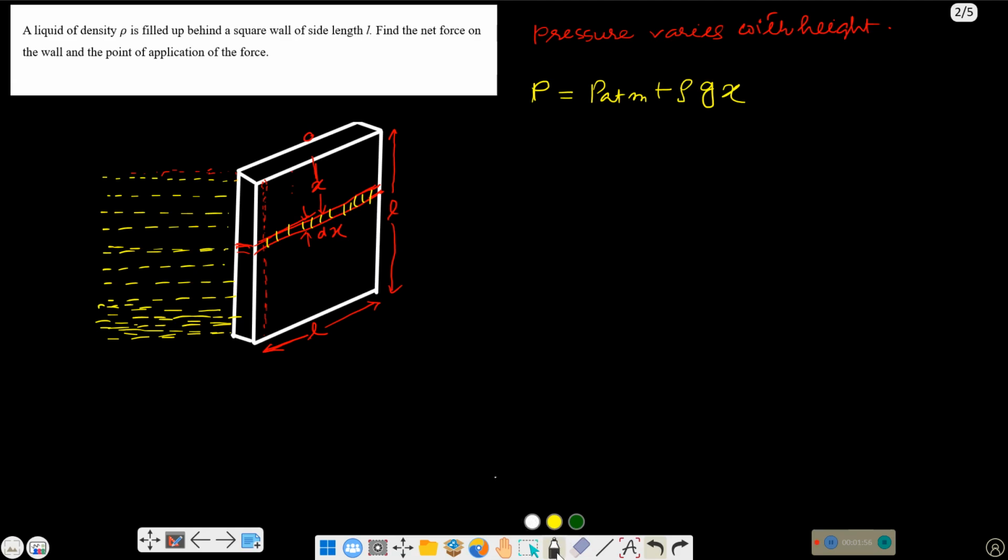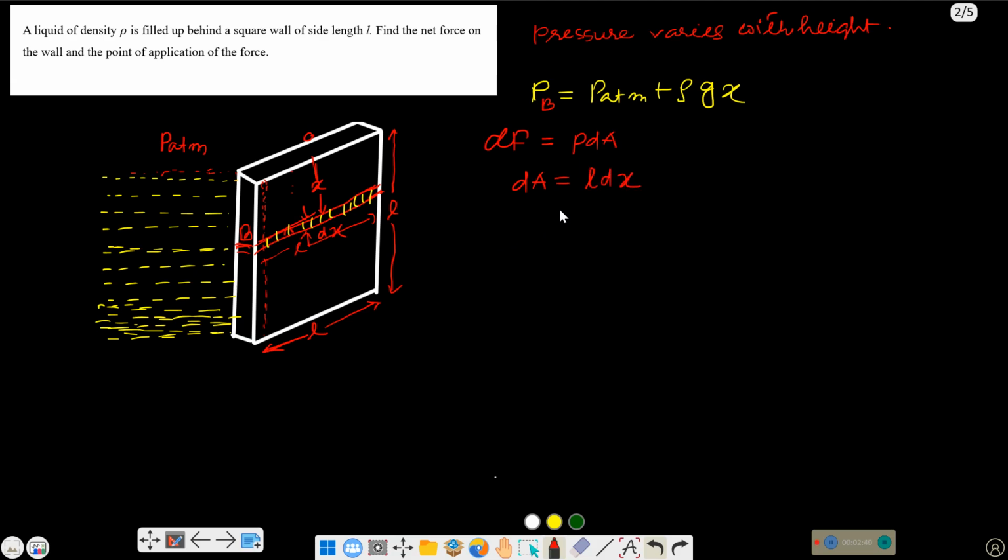Since this element, let me name it as b, that is p at b, is at a height x from the top of the wall, and this free surface of the liquid is exposed to atmosphere, so this will be your p atmosphere. So net pressure on this particular element will be equal to p atmosphere plus rho g x. Now the net force on this particular small element, dF, will be equal to p into dA. This is the small force on this small element. So dA will be equal to, you see, this is your length L, and this is your thickness, that is dx. So dA will be equal to L dx, okay.